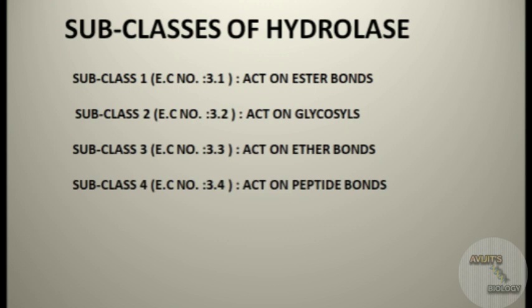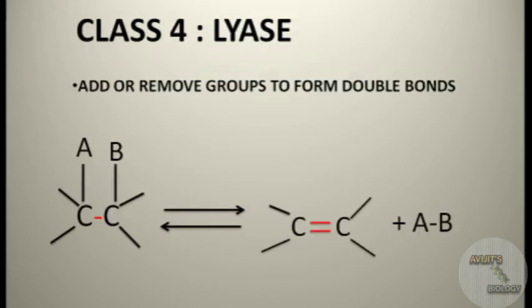The most common example of this kind of enzymes is helicase, which helps in the DNA replication. Protease and peptidase are also examples of hydrolase. Now let's move to the next class, that is lyase.